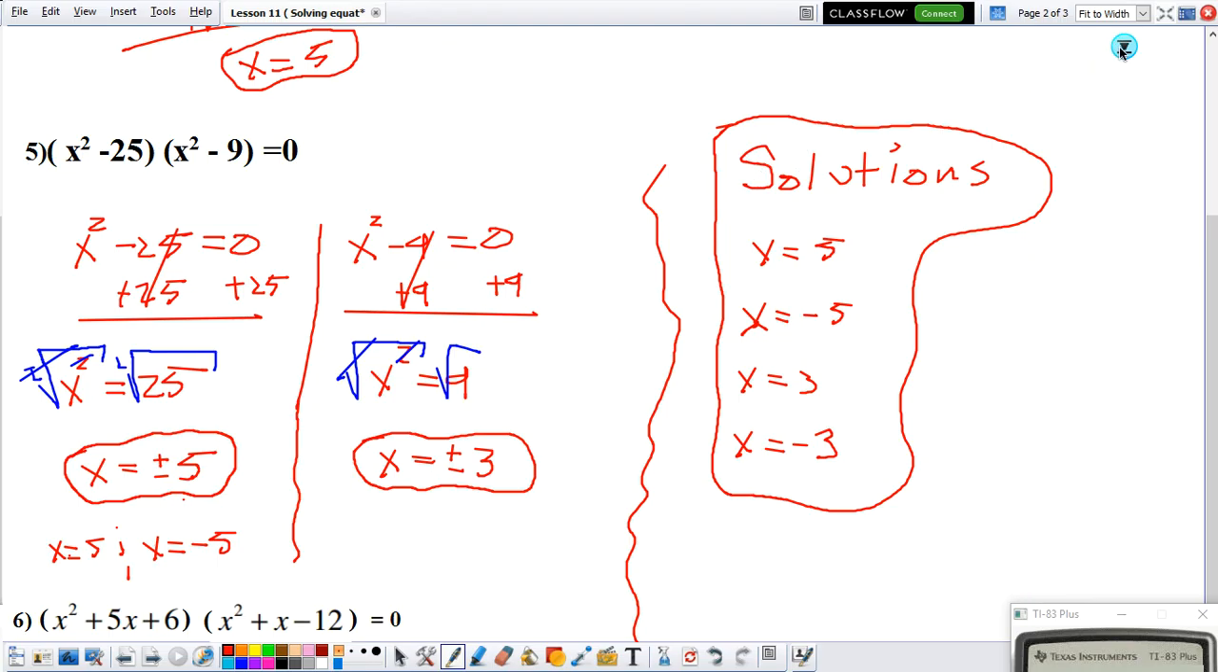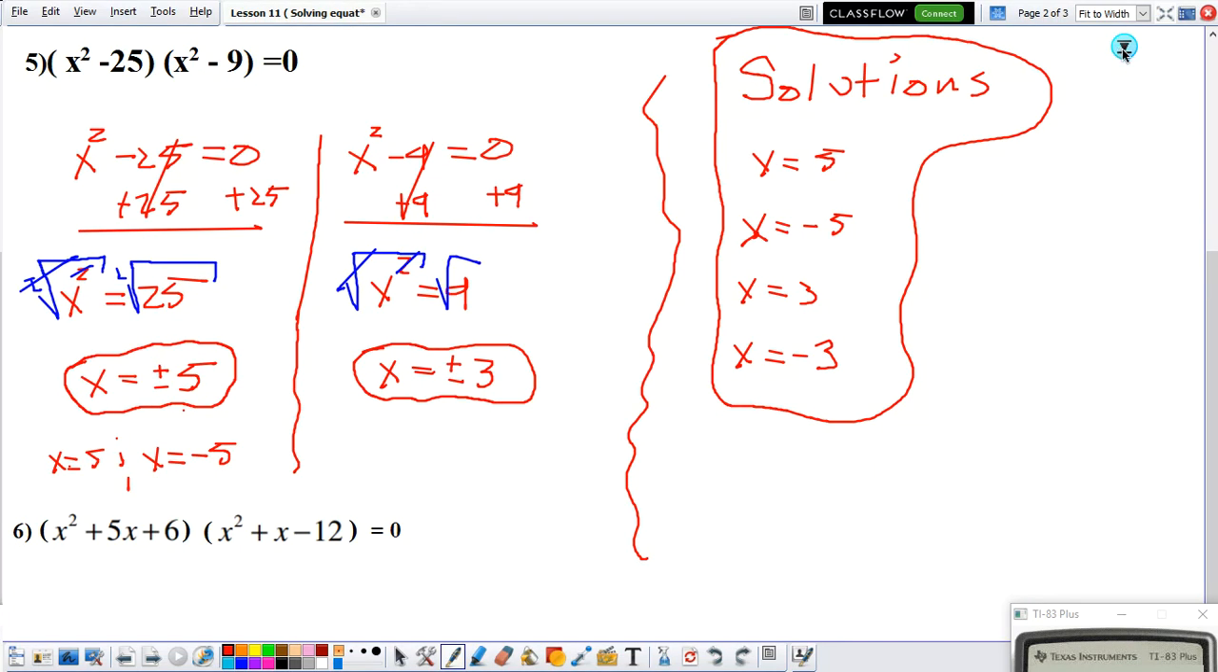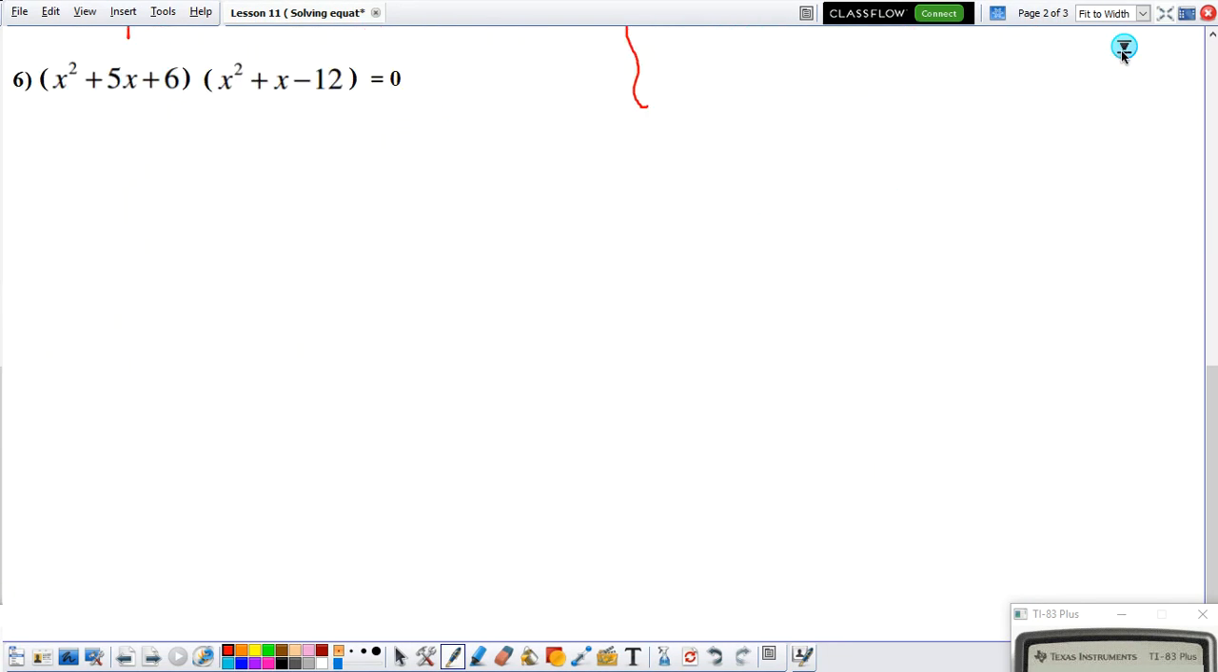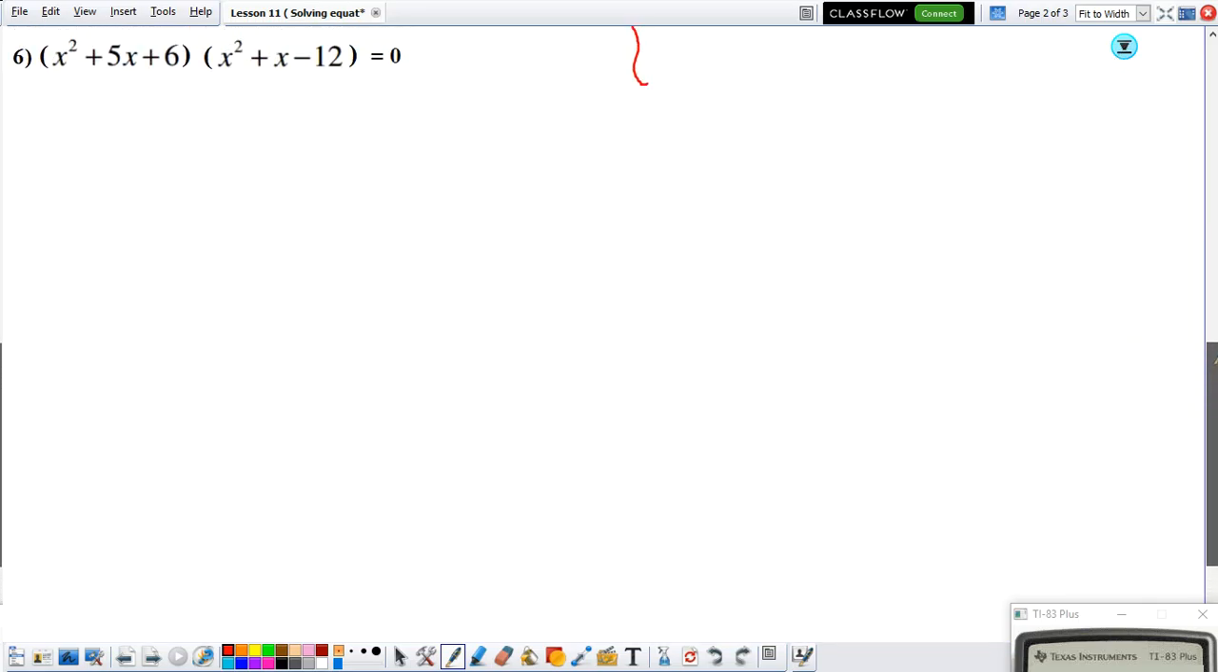So now let's look at the last example here. Can we still apply the same procedure? Well, do you have two expressions multiplying equal to 0? Yes. So when you have two expressions multiplying equal to 0, then you set each one of them equal to 0. So this is what we're going to be doing.